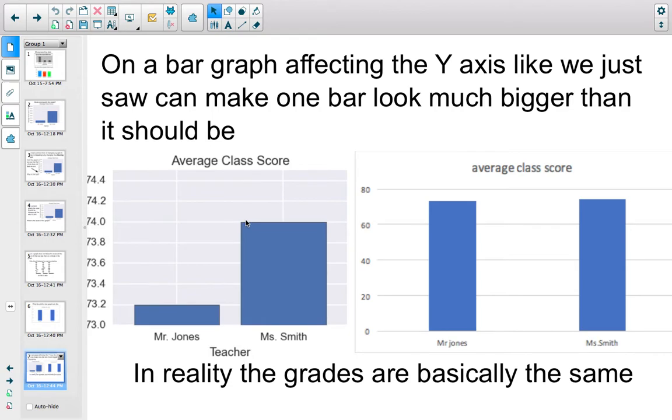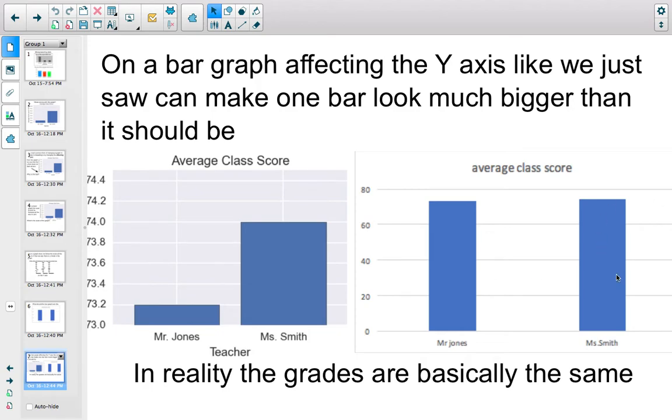So on the bar graph, affecting the y-axis, like we just saw, can make the bar graph look much bigger in one area than it should be. In reality, the grades are basically the same. But most people, the average person, is just going to look at the graph right away and go, oh, well, Mrs. Smith's class is the best. And they won't actually look at the data. They won't actually read the y-axis and see the problem with doing it this way, right?